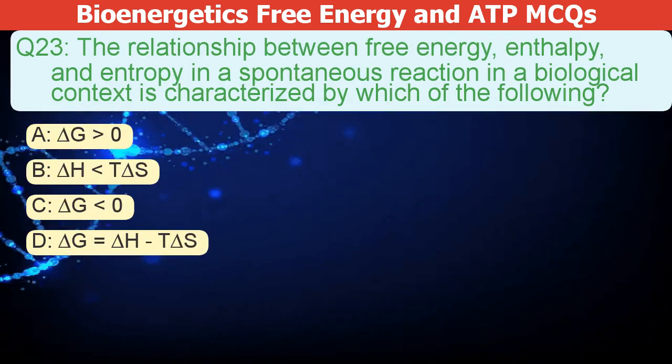The relationship between free energy, enthalpy, and entropy in a spontaneous biological reaction is characterized by which of the following? A. Delta G is greater than 0. B. Delta H is less than T delta S. C. Delta G is less than 0. D. Delta G equals delta H minus T delta S.